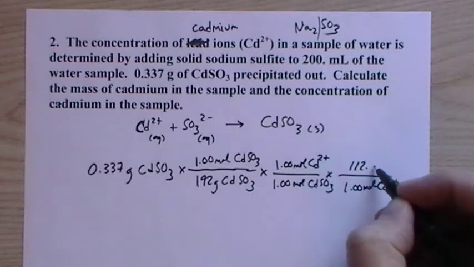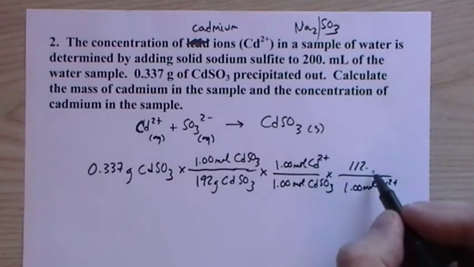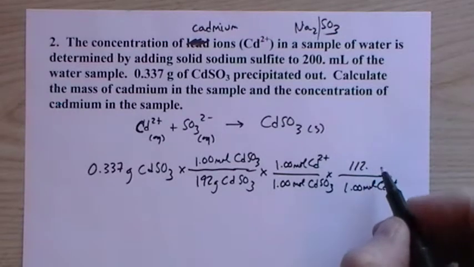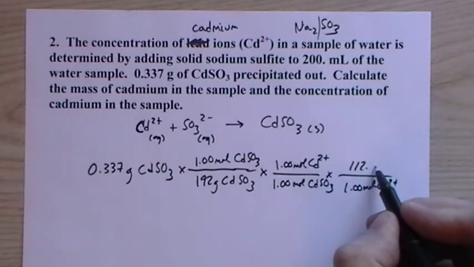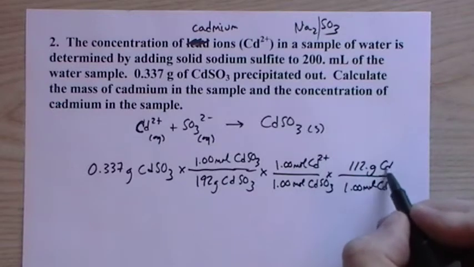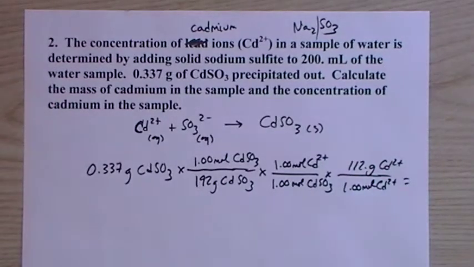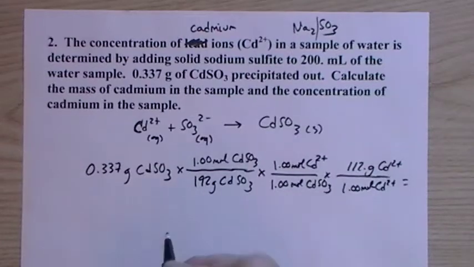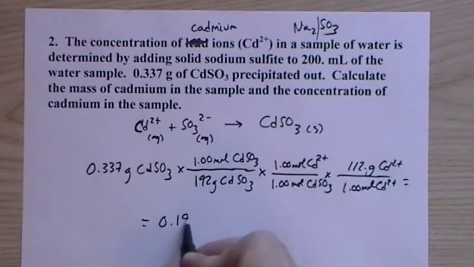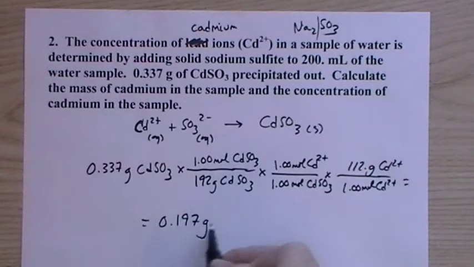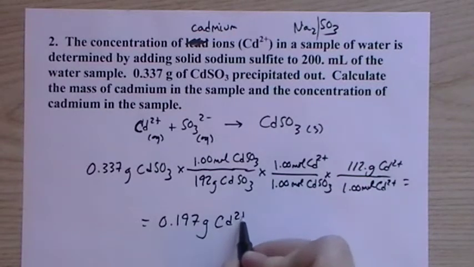And you can certainly check on that too. So take cadmium, the molar mass, and subtract off the mass of the electron. You're going to find that it's, in this case, inconsequential. So we have 0.337 divided by 192 times 112, and we end up with 0.197 grams of cadmium.